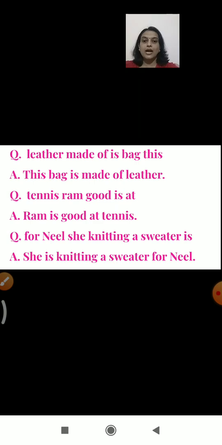Let's see how these words, when arranged in the right order, make a sensible sentence. The first question: "leather made of is bag this." Again, these are a group of words not arranged in a proper way. When arranged, they make a sensible sentence: This bag is made of leather. Second one: "tennis Ram good is at." Ram is good at tennis. "For Neil, she knitting a sweater is." She is knitting a sweater for Neil. So this way we can make a proper sensible sentence.